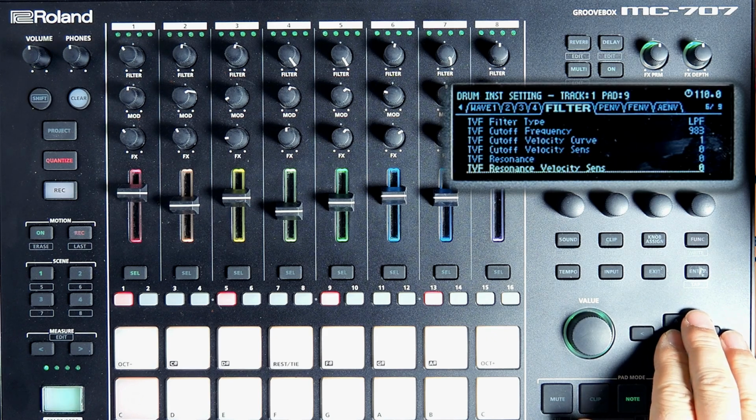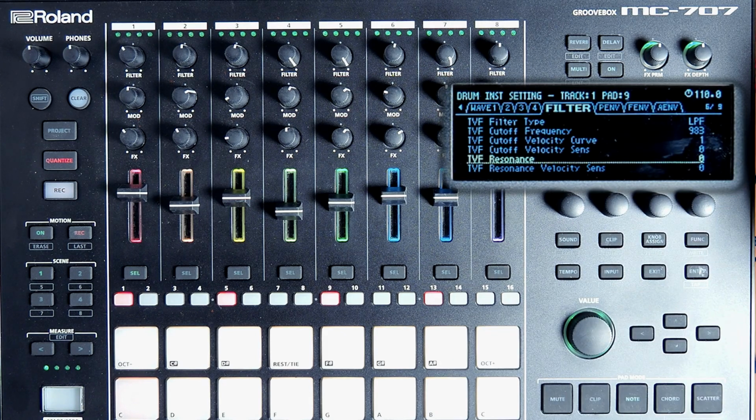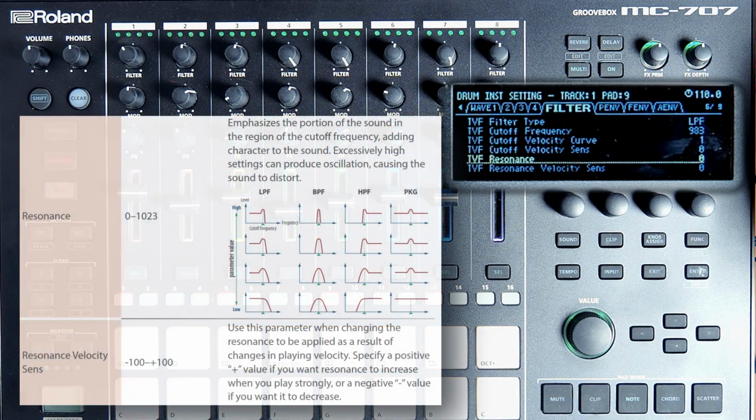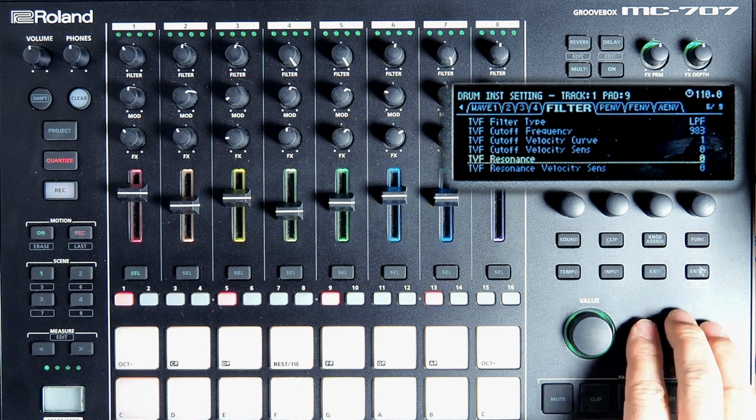And basically the same goes for resonance, right? So you can have different kinds of resonance levels, and they will interact with the filters on top that we have. So you can emphasize the portion of the sound in the region of the cutoff frequency, adding character to the sound. So this can cause or even produce oscillation, which basically means the sound is going to distort. So this is what is just read from the manual here. So yeah, go crazy with filtering.